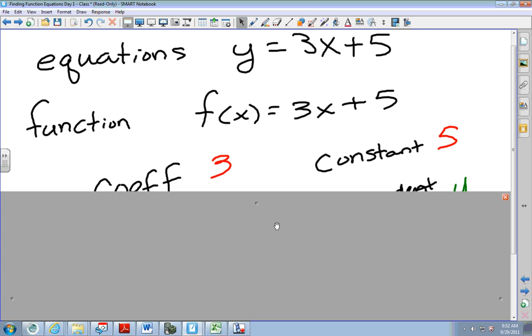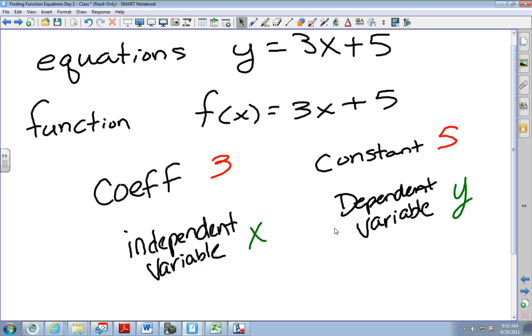Next, to review, we have our independent and dependent variable. Independent is the x, dependent is the y.